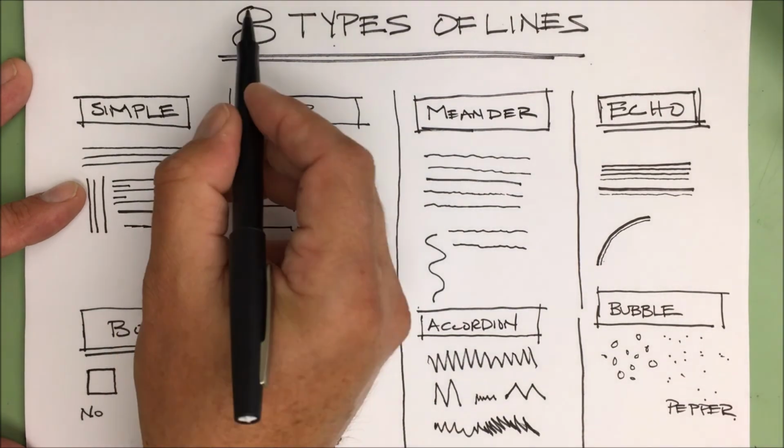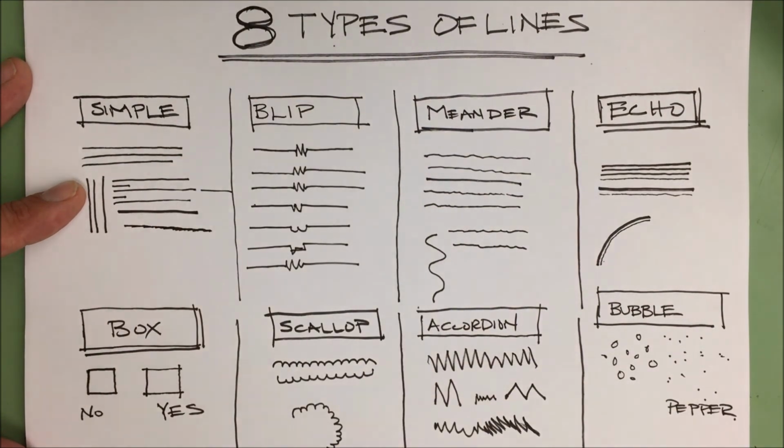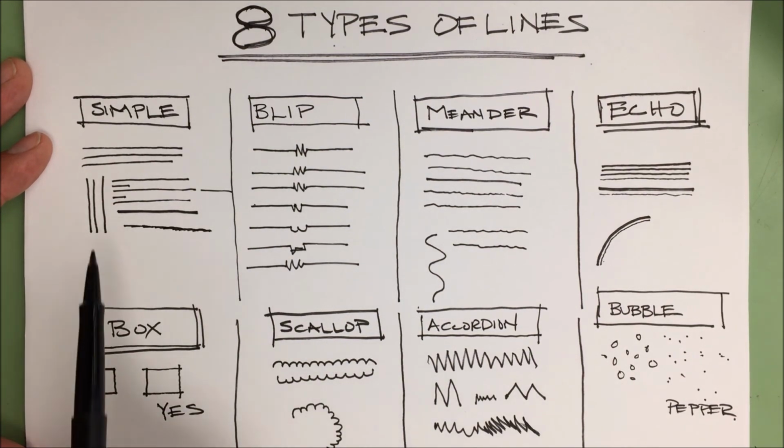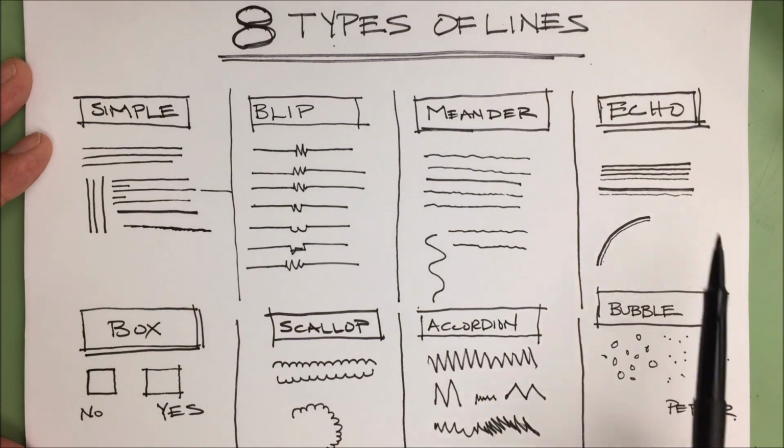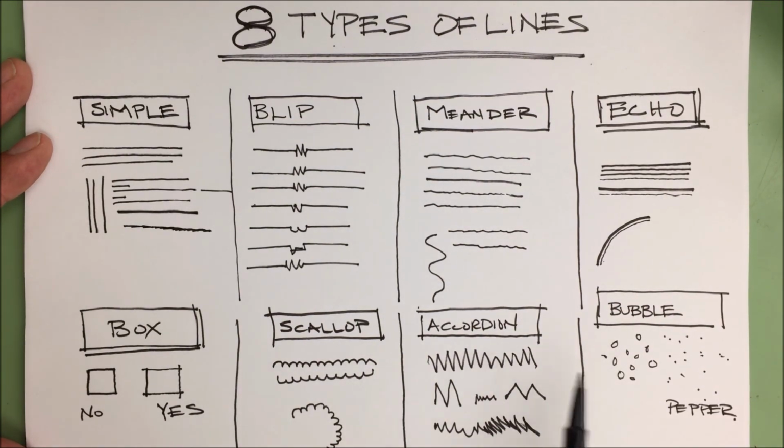And so those are the 8 basic line types that we want to look at here. If you can practice these and get these down, then you can draw many things. And so we have simple, blip, meander, echo, box, scallop, accordion, and bubble.